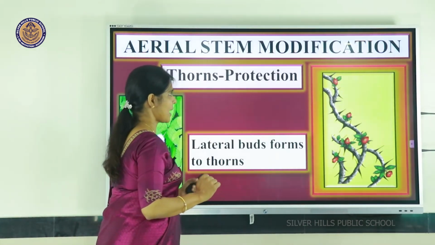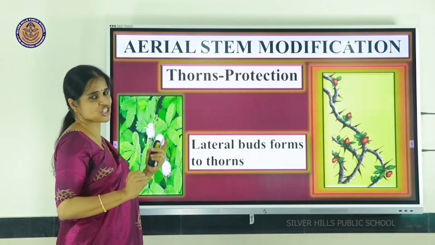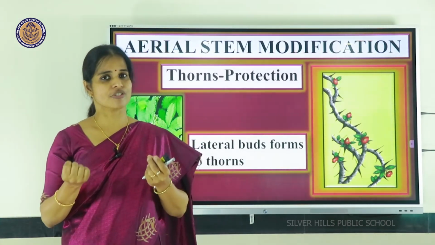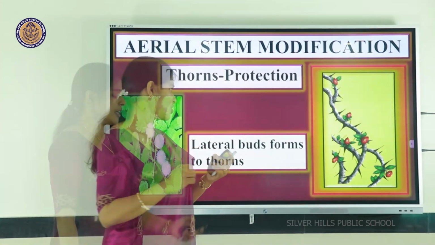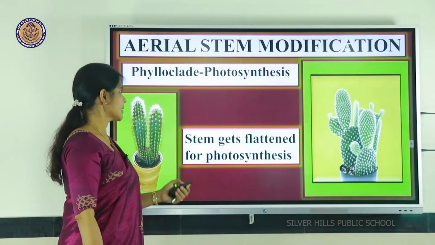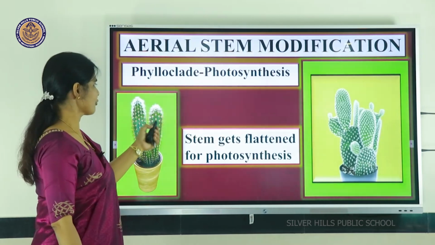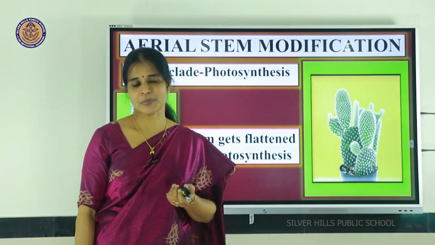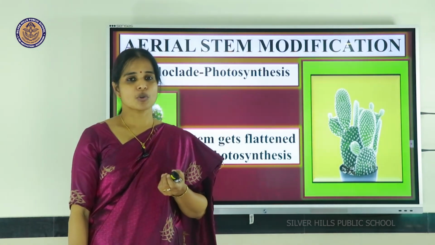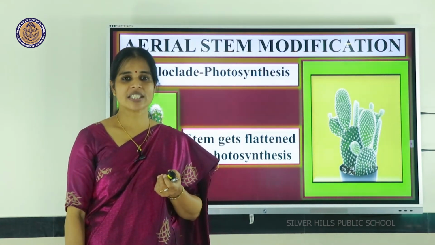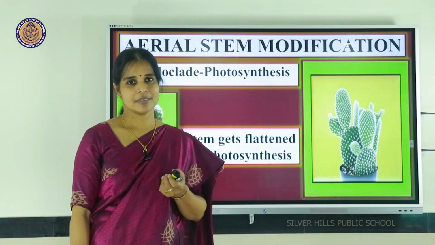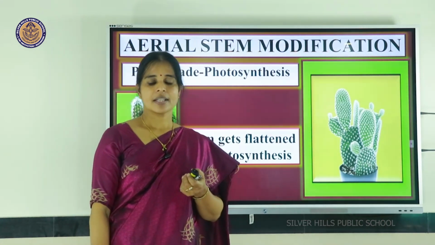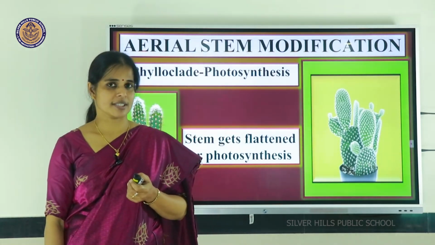The stem of the plant undergoes certain modifications, that is, it modifies into the formation of thorns from the lateral bud region. Next is the stem modifying for photosynthesis. How does the stem modify for photosynthesis? Normally photosynthesis is a process conducted by leaves. But in xerophytes, generally the leaves are not conducting photosynthesis.